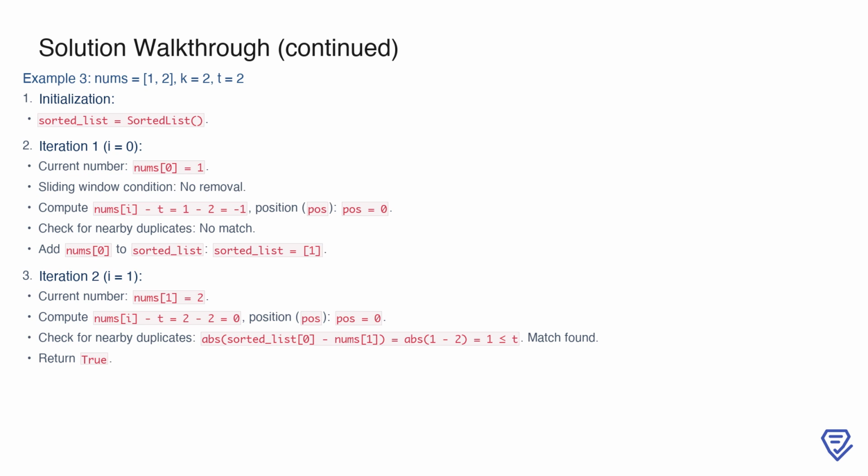For nums[1], which is 2, the calculation nums[i] - t gives 2 - 2, which equals 0. The position for insertion is 0. Checking for nearby duplicates, we find that the absolute difference between sorted_list[0] and nums[1] is abs(1 - 2), which equals 1. This is less than or equal to t, indicating a match. The function returns true, confirming that the condition is satisfied for this example.